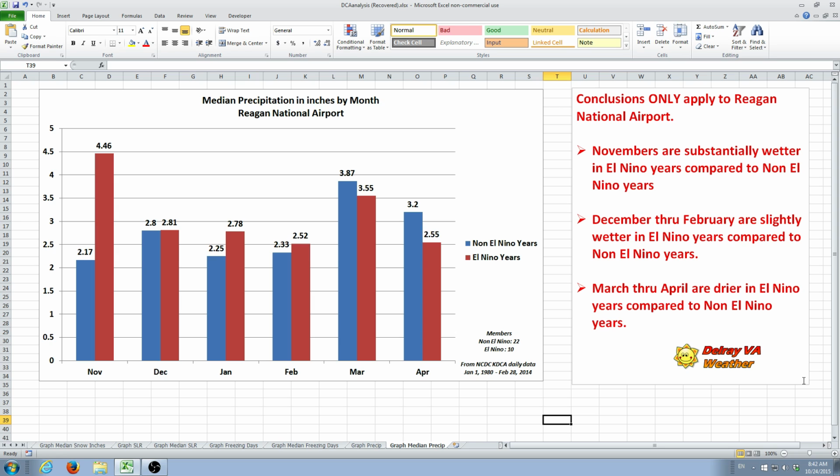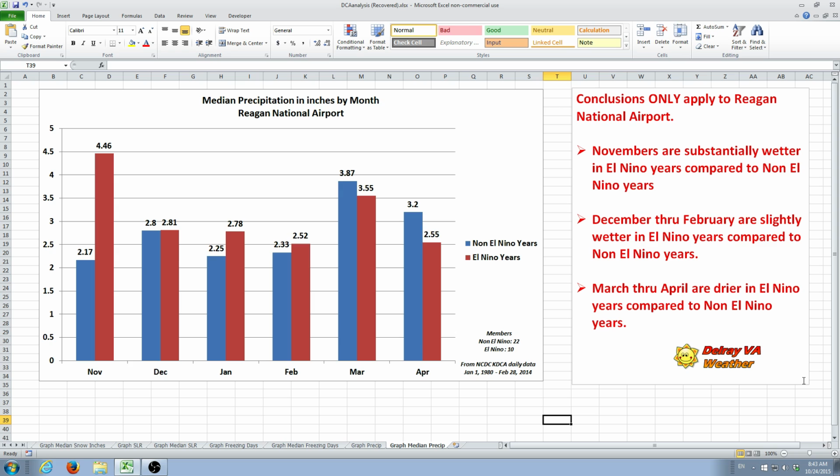So that's what we're going to be discussing right now, the medians I have found in that 12,000-plus data set. Okay, what you see on the screen is the median precipitation in inches by month at Reagan National Airport. And it's divided into non-El Nino years and El Nino years. The non-El Nino years are blue. The El Nino years are red. And if you notice on the graph, I have the number of members in each of those subsets. Non-El Nino years is 22 years, and El Nino is 10 years. And that's taking the data set from the 1980s through 2014.